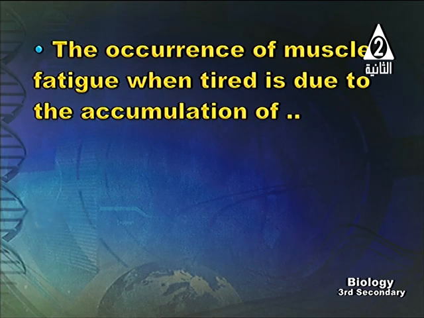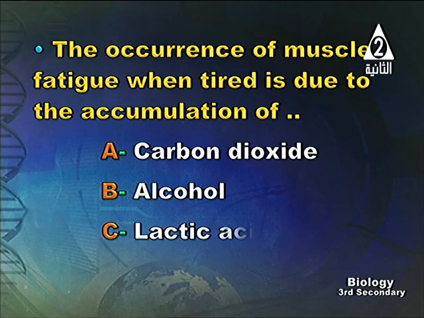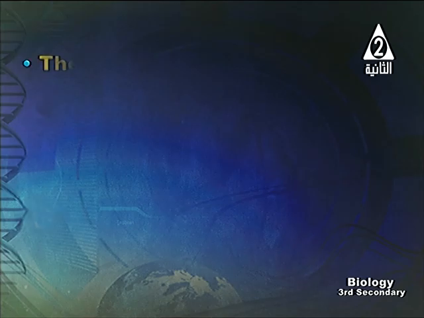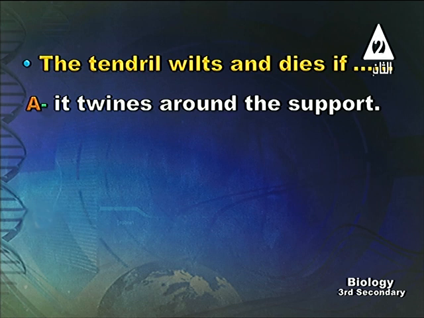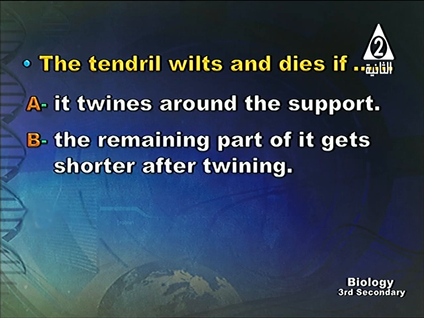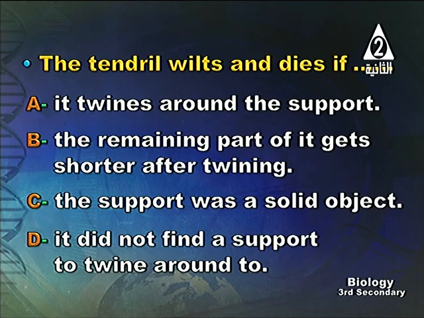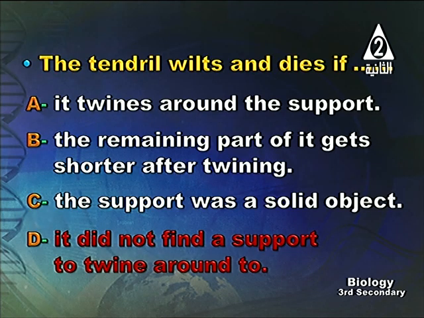The occurrence of muscle fatigue when tired is due to the accumulation of, of course, lactic acid. So the answer here will be lactic acid. The tendril wilts and dies if it winds around a support and the remaining part of it gets shorter after twining, or if the support was a solid object, or if it didn't find a support to twine around. Of course, a tendril wilts and dies if it didn't find the support to twine around.